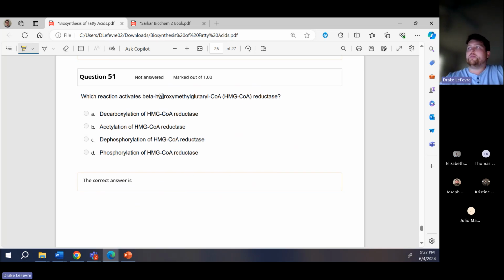Which reaction activates beta-hydroxymethylglutaryl-CoA reductase, or HMG-CoA reductase? Just know the full name. So what reaction activates it? We mentioned this before: phosphorylation inactivates it. So dephosphorylation is going to activate it. Phosphorylation inactivates it. Dephosphorylation activates it.